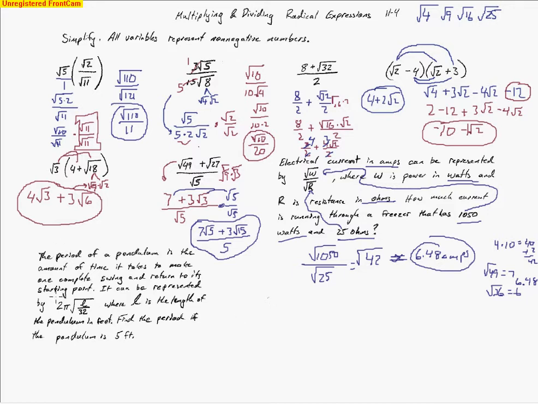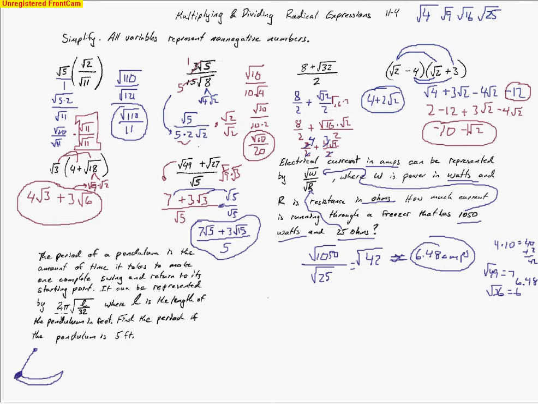Next one, the period of a pendulum is the amount of time it takes one complete swing to return to its original spot. So here's my pendulum, and I should probably draw a little ball right here showing that it's swinging. So let's say it swings this way, and then it stops, and then it swings back. It's that amount of time that it takes to get to here and then back to its original spot.